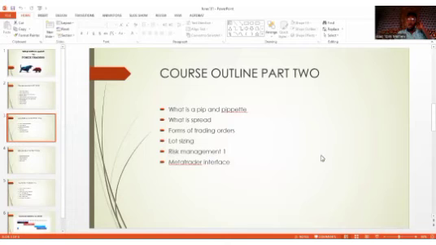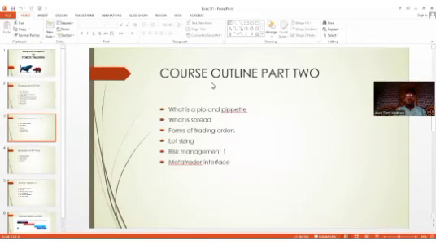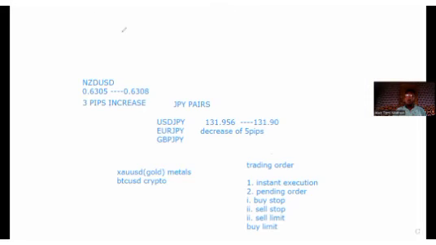So let's see what we have next. We have lot sizing. Lot sizing is in 3 phases. We have standard lots, we have micro lots, and we have mini lots.